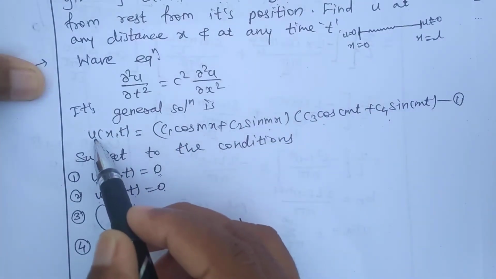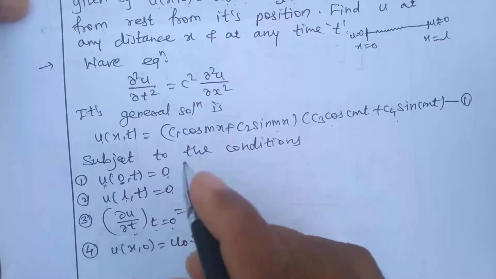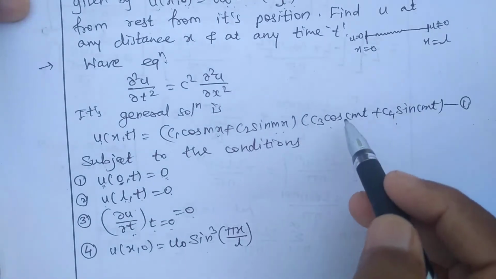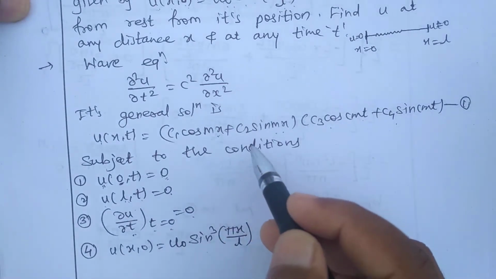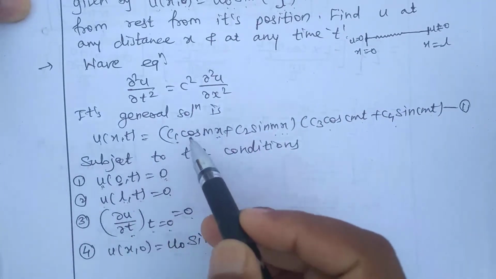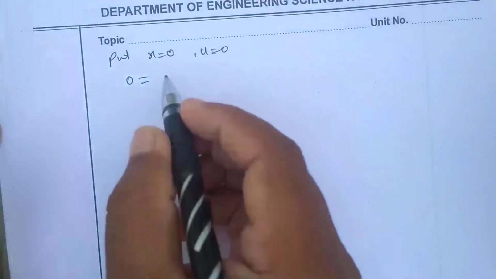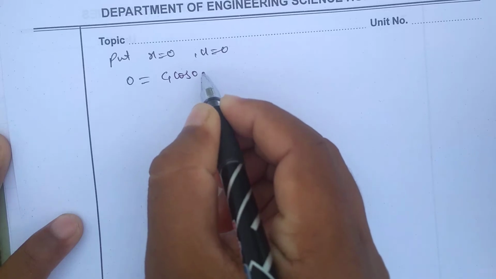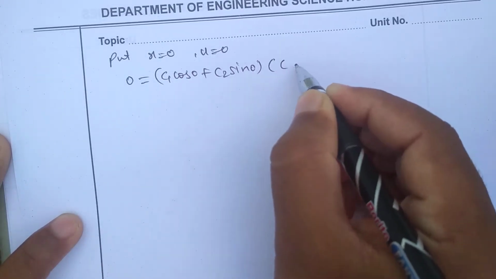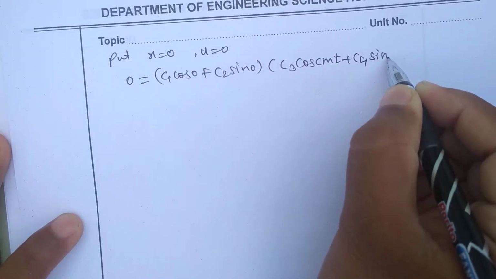If you put u is equal to 0, the left hand side becomes 0. In the right hand side, put x is equal to 0. This bracket will stay as it is because it contains the terms of t. So only in the first bracket put x is equal to 0. So we will get c1 cos 0 plus c2 sin 0. Second bracket as it is, c3 cos cmt plus c4 sin cmt.